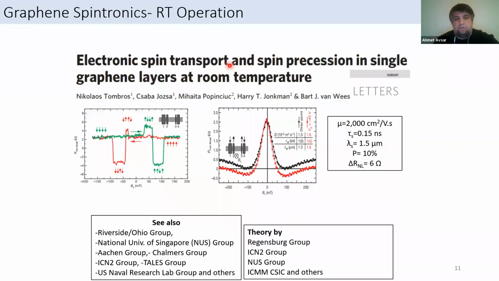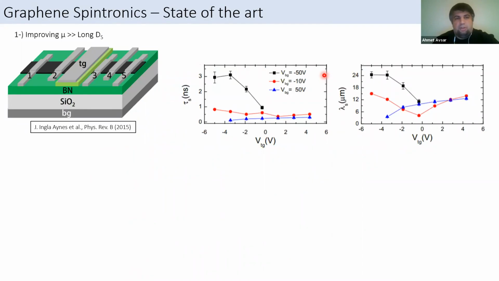The first results came from the Bart van Wees group in 2007, and they demonstrated room temperature spin transport with spin relaxation lengths on the order of 1.5 micrometers. So the results were quite nice. It worked at room temperature. It's over micron length, but theoretical expectations were on the order of hundreds of micrometers, and spin lifetimes on the order of microseconds. So it's a bit off from the theoretical calculation, but the first results were very exciting. And there were lots of efforts to improve the spin parameters in graphene.